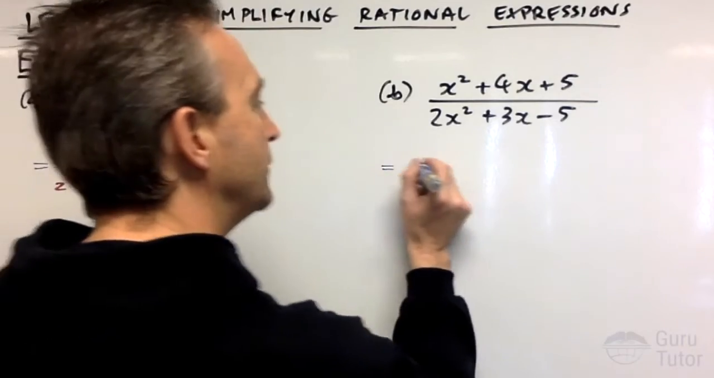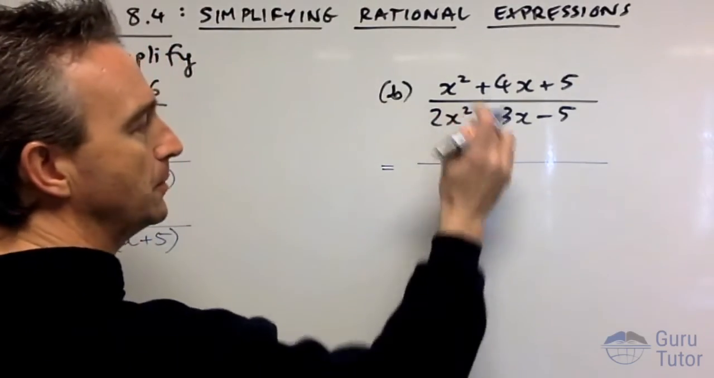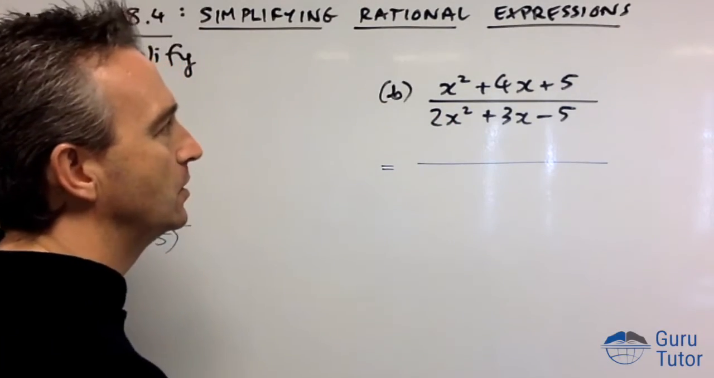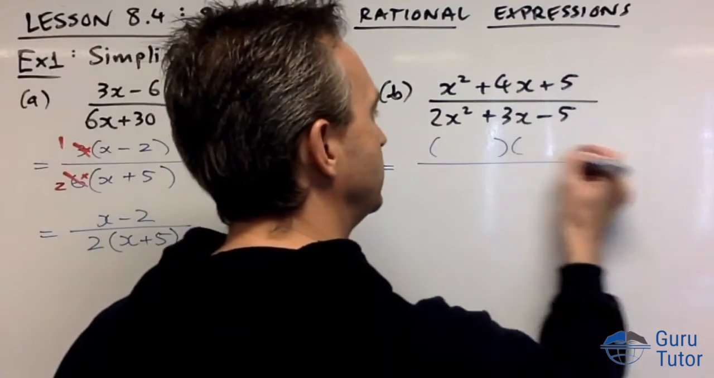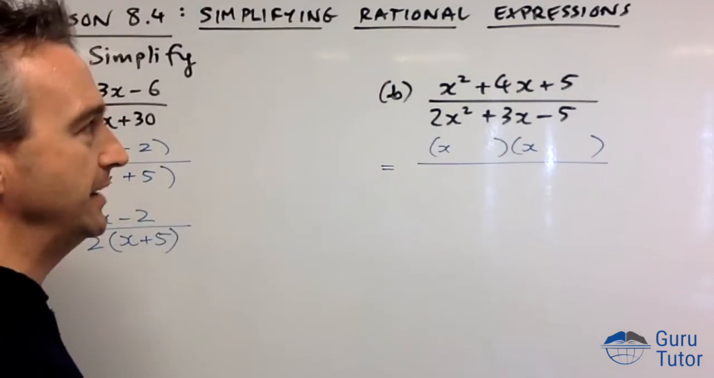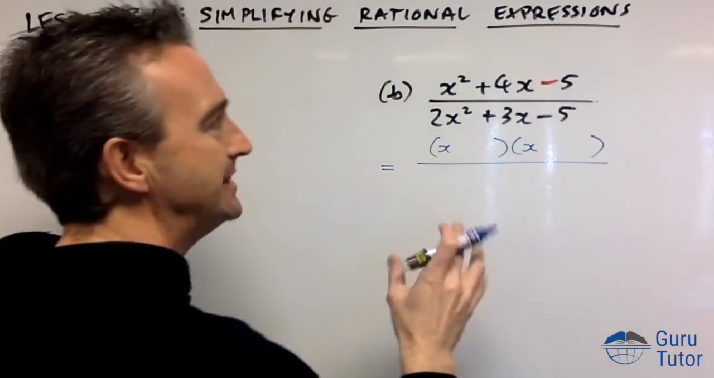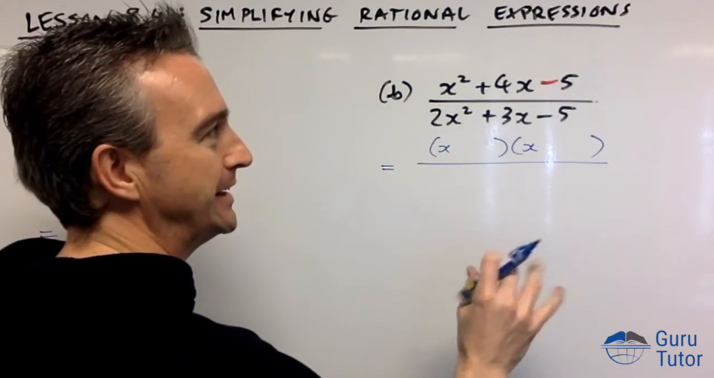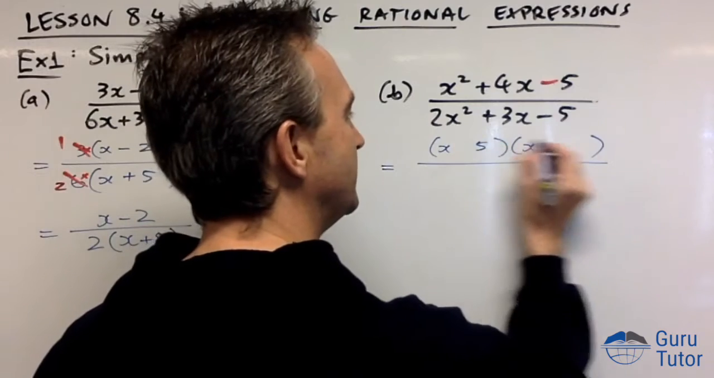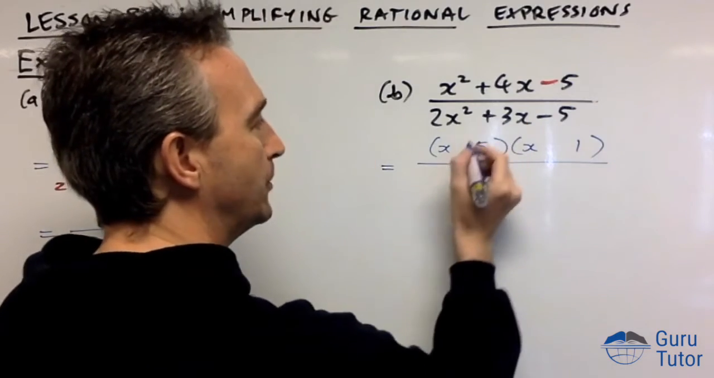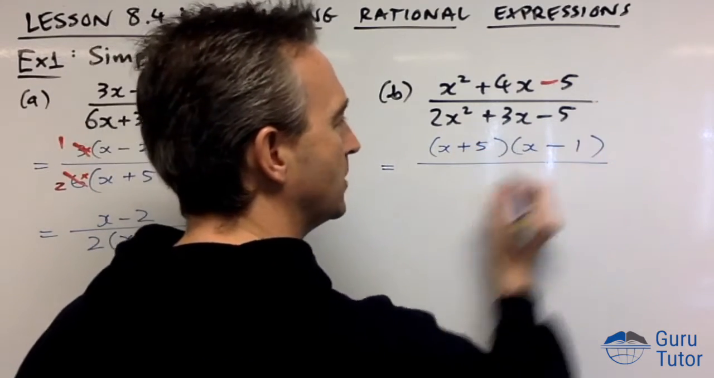Moving on to B, factoring these out. So the top, we're factoring trinomials to get binomials. Nothing works there because I wrote the question down wrong. That should be a minus. So we need two numbers that add to give +4, multiply to give -5. So it's going to be 5 and 1. They're going to add to give a +4, so it's going to be +5 minus 1.